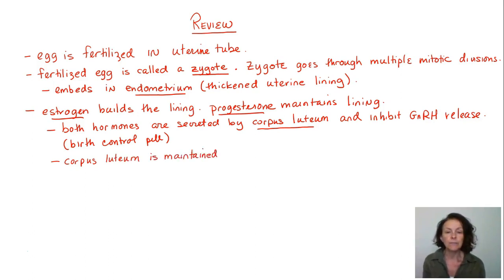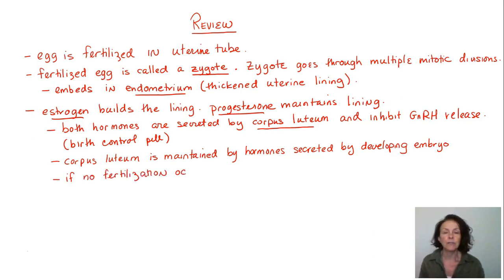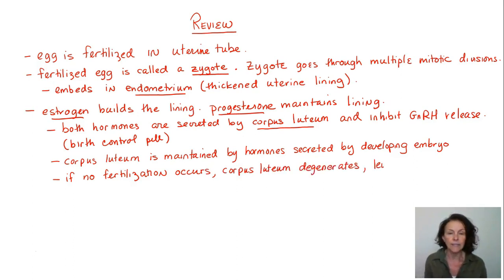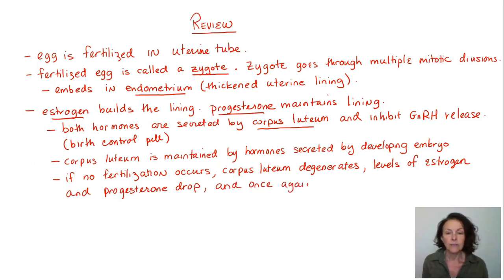The corpus luteum is maintained by hormones that are secreted by the developing fetus, the developing embryo in the womb. If there's no fertilization event, then the corpus luteum is going to degenerate, and levels of progesterone and estrogen are going to drop. And once again, the hypothalamus produces gonadotropin releasing hormone. And then the cycle will begin again.